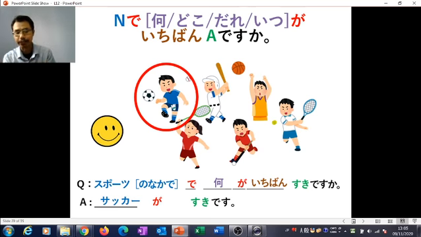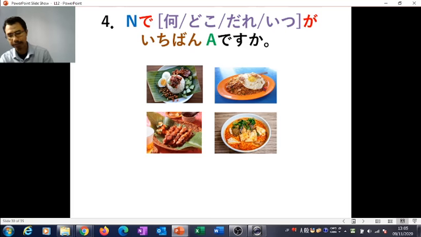Naka means inside. That's why I told you the meaning of particle de is actually among that kind of group. So you can also use it together with naka de. If you put naka de, you don't need the particle de anymore, only one de. Sorry for the bad slide here. You can say sports no naka de nani ga ichiban suki desu ka, what kind of sport do you like the most, and then you can say soccer ga ichiban suki desu. And you can also ask another question.